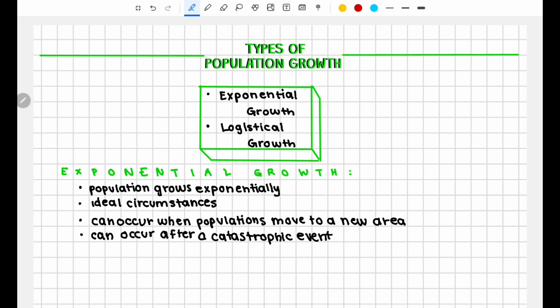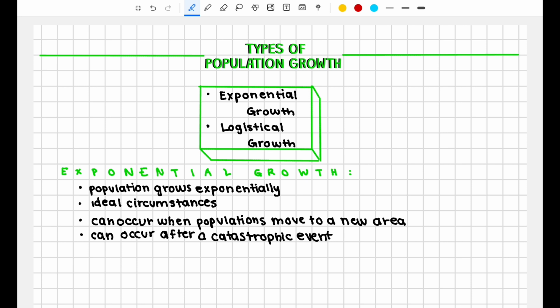It can also occur after a catastrophic event. When we talked about primary versus secondary succession, that was what happened after some sort of natural disaster or human-caused disaster, and how the species rebounded and rebuilt that environment so that it could support them. Exponential growth can happen after this catastrophic event because either the species emigrated out of the area, or they found a new environment, or the secondary succession occurred.